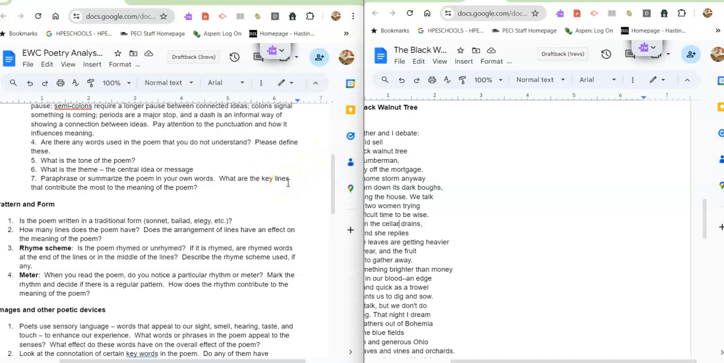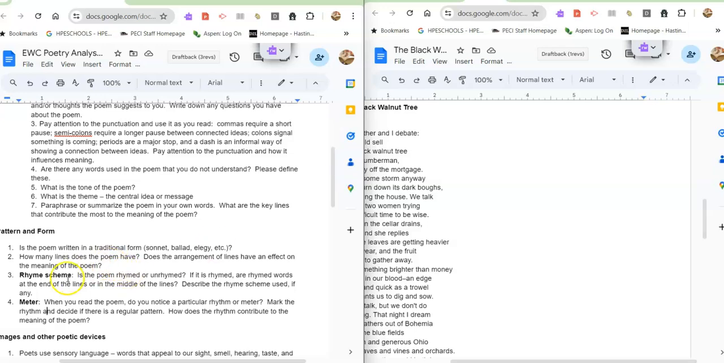Then the second thing we want to do after we've kind of got the gist of what this poem might be about is start breaking down some of these concepts, right? So we went through these before. Is there a rhyme scheme? And when I look, usually it's like every other line rhymes. Debate, tree, debate, sell, tree, lumberman, mortgage, anyway, bows. Talk, trying, wise, drains, nope. Wise, replies. We sometimes have some rhymes in there, but it's not a rhyme scheme.